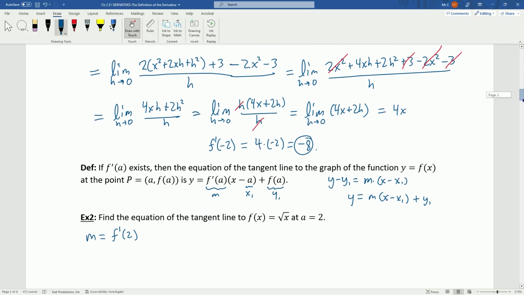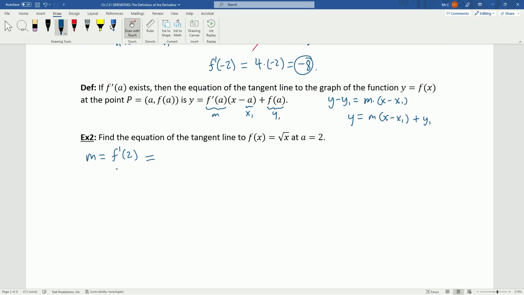But in this case, just to warm up to that, instead of finding f prime of x first, I'm just going to find f prime of 2. So if we take our definition, instead of x, we just write 2. So f of 2 plus h minus f of 2 over h. So this is the square root of 2 plus h minus the square root of 2, all over h. And so now I just need to evaluate this limit to find that derivative.